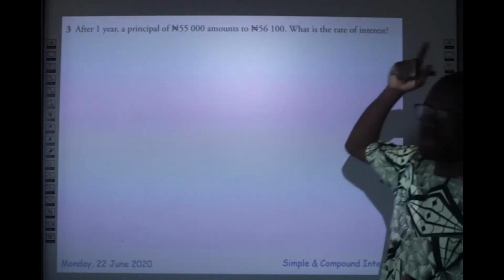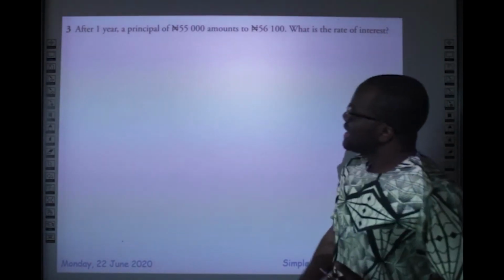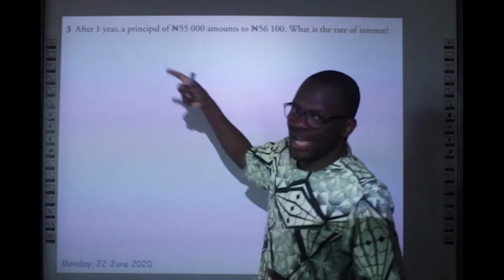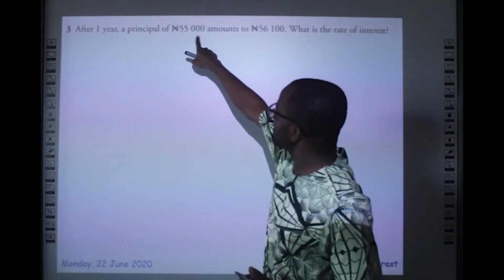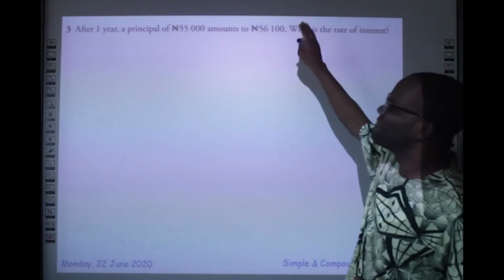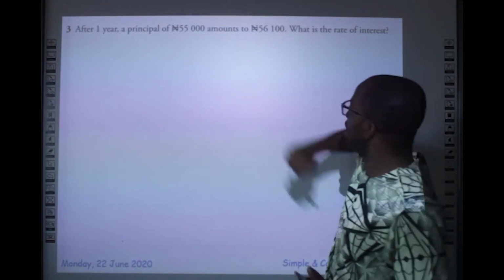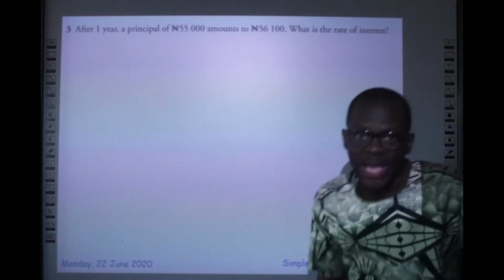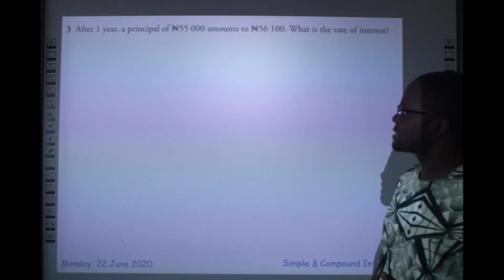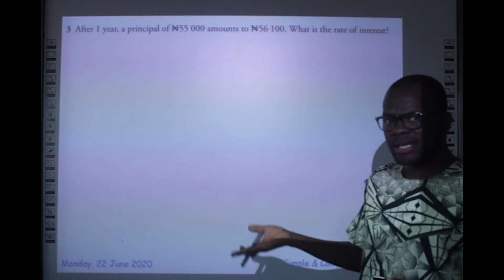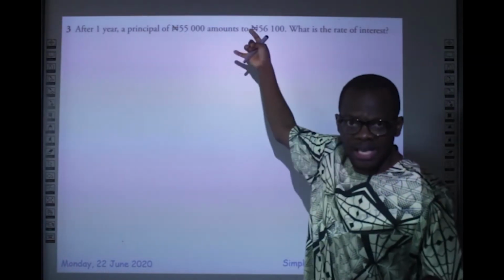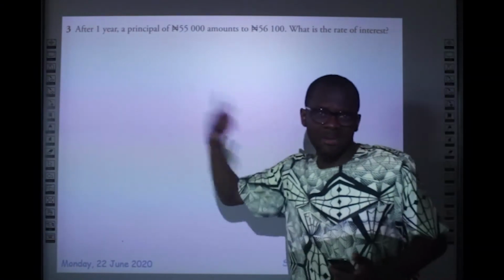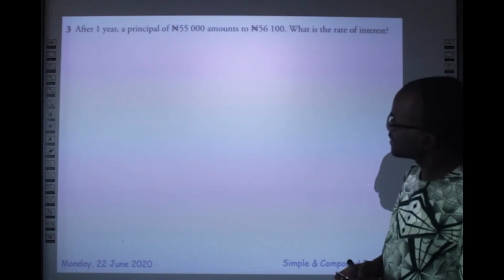Next up, number 3. After 1 year, a principal of 55,000 naira amounts to 56,100. What is the rate of interest? So in this case, we're looking for the rate, okay? And from the amounts given here, you should be able to work out what the simple interest is, okay?